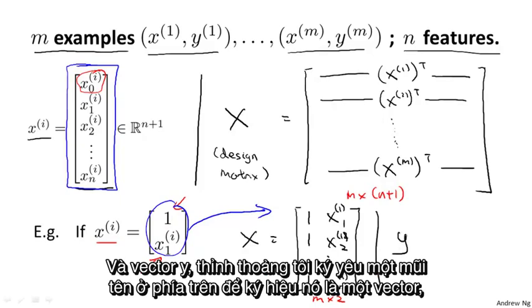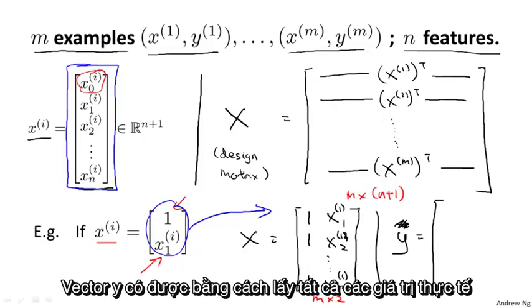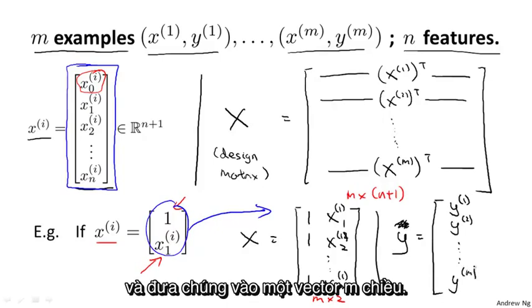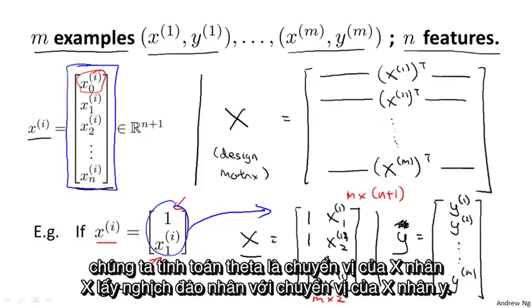And the vector y, sometimes I might write an arrow on top to denote that it's a vector, but very often I'll just write y either way. The vector y is obtained by taking all the labels, all the correct prices of houses in my training set, and stacking them up into an m-dimensional vector. Finally, having constructed the matrix X and the vector y, we then just compute theta as (X transpose X) inverse times X transpose y.